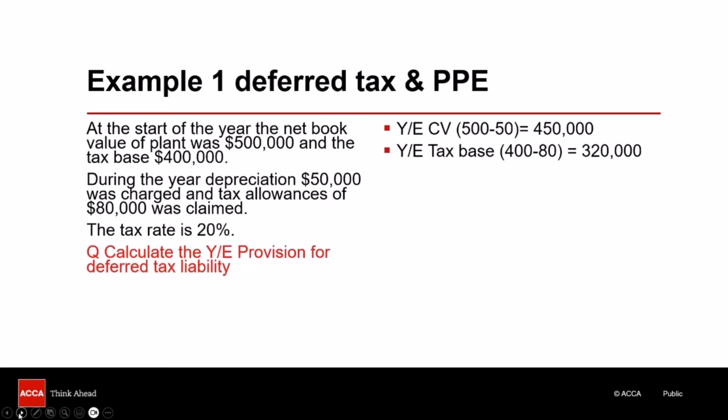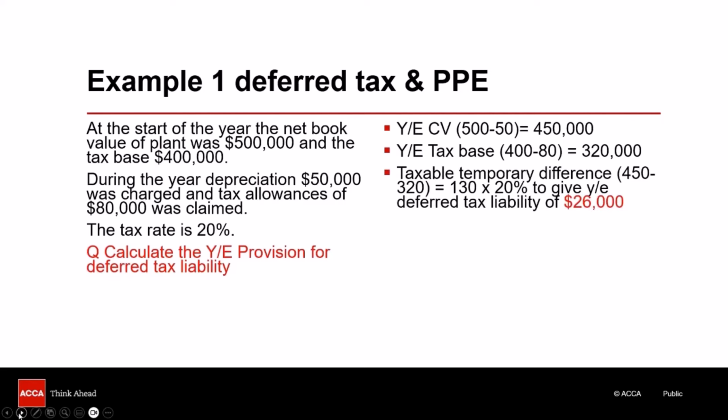You don't need a calculator to realise that your temporary difference between the carrying value and the tax base is 130. The carrying value of the asset is bigger, so this is a taxable temporary difference, and the rate of tax is 20%. So if you've got the figure of 26, I'm really pleased. Yeah? And that's how you would arrive at the figure of 26. That's your year-end deferred taxation liability.